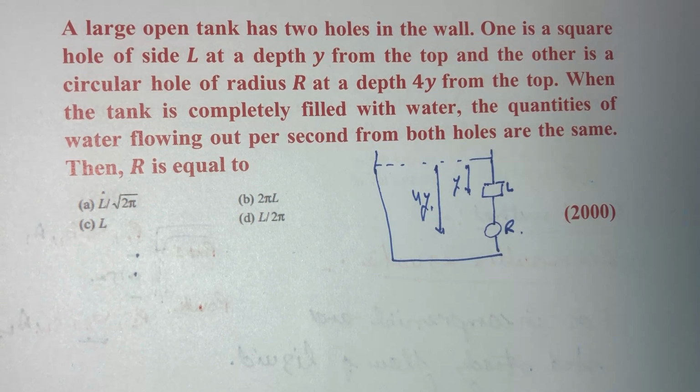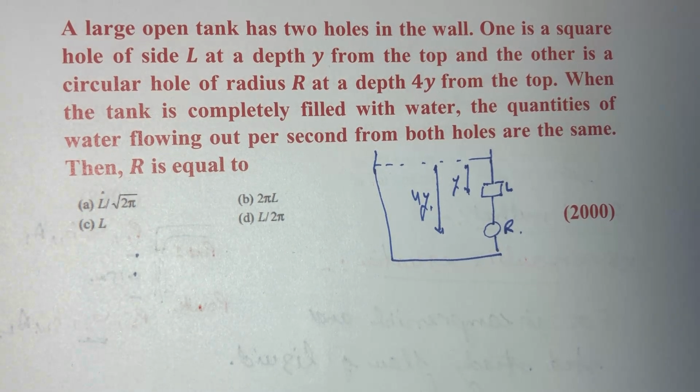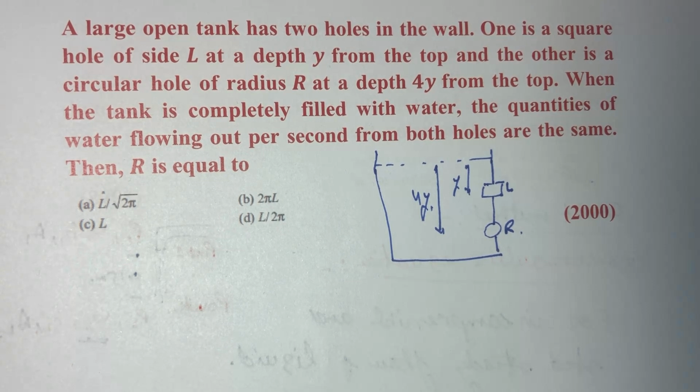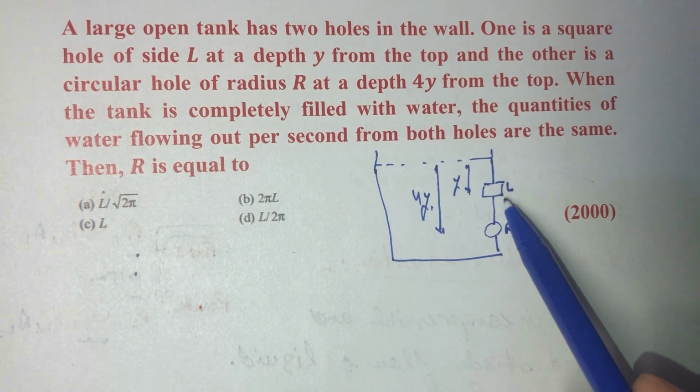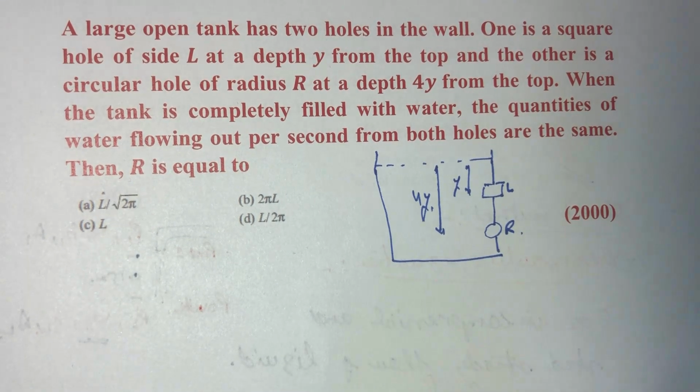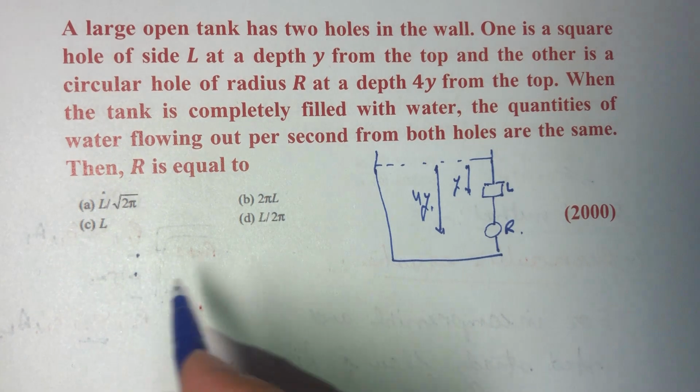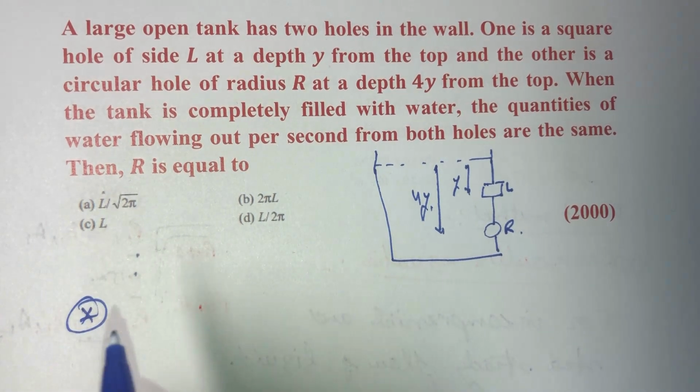Here we are going to use Torricelli's law, which states that the velocity of water flowing out at a depth h is given by v, equal to square root of 2gh. Here h is the depth of the hole, which can be square or circular in shape. So we are going to use Torricelli's theorem, Torricelli's law.